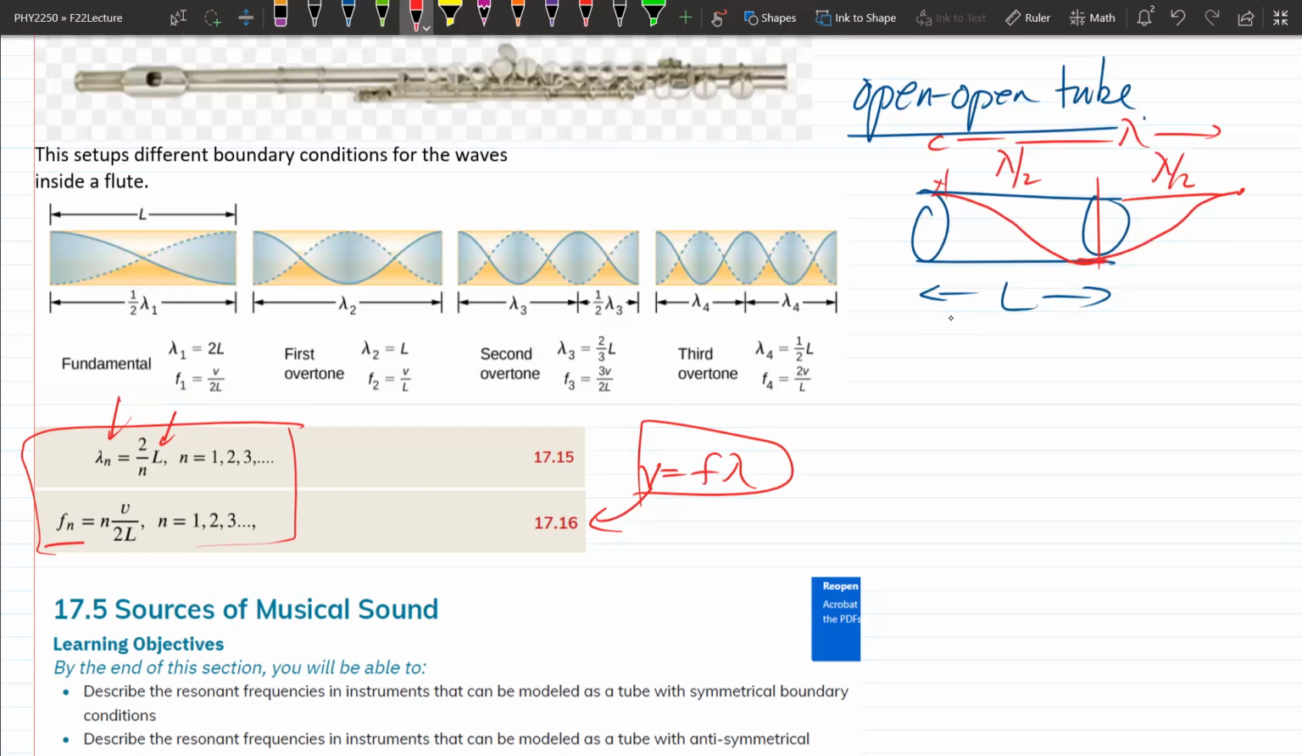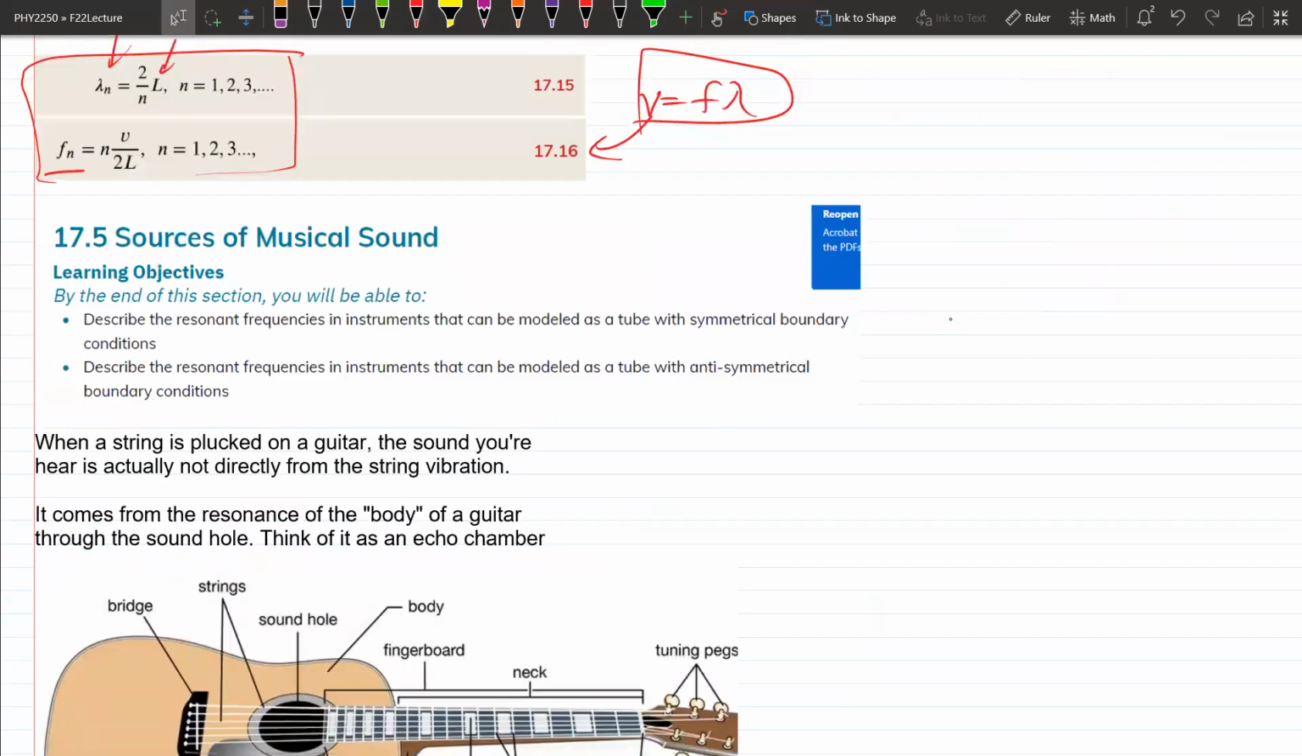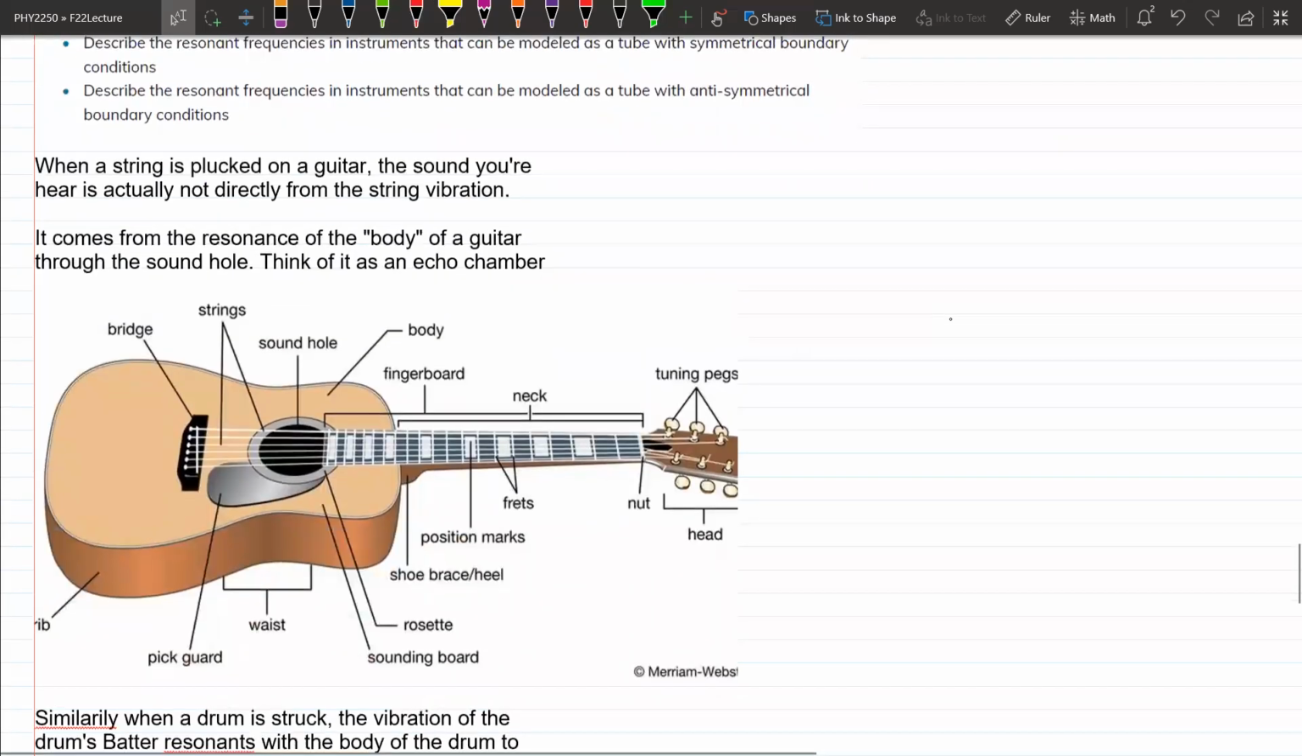With section 17.4, we're not going to do any problems on it. I just want to show you how different musical instruments actually work. When you pluck a string on the guitar, the sound you're actually hearing is not directly coming from the guitar string. It's actually coming mostly from the body of the guitar. This body acts as a resonator for the vibration from the guitar string.